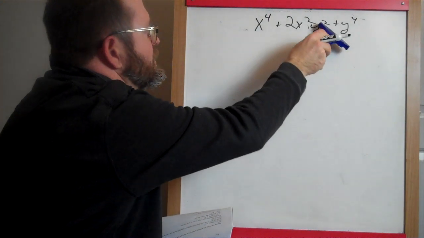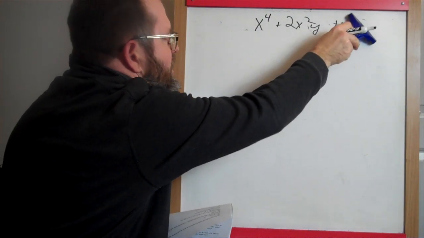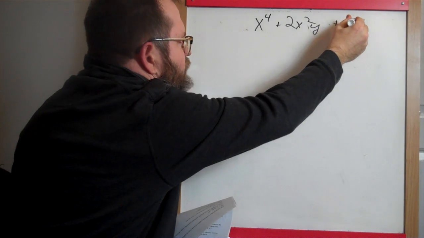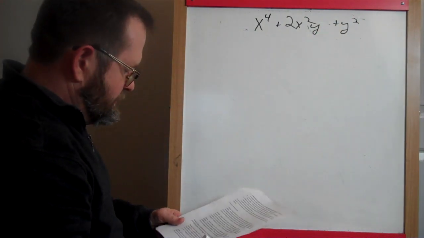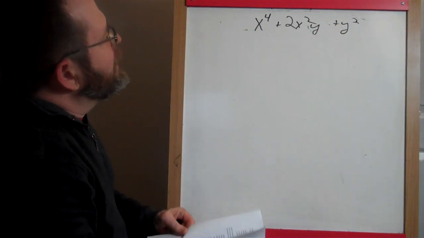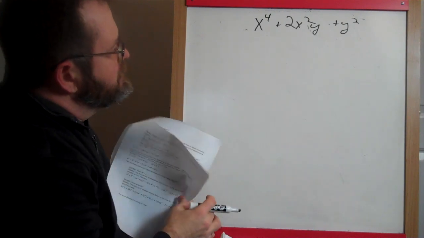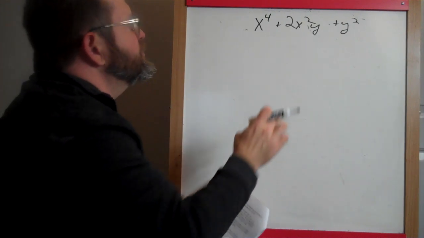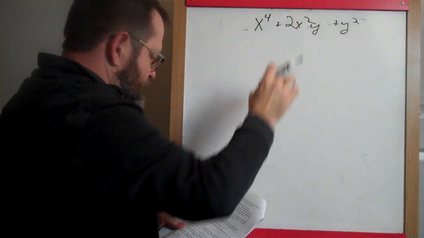What if there'd been, like the bottom problem right there, where it's x to the 4th power plus 2x squared y plus y squared. All right, can we make this one work?